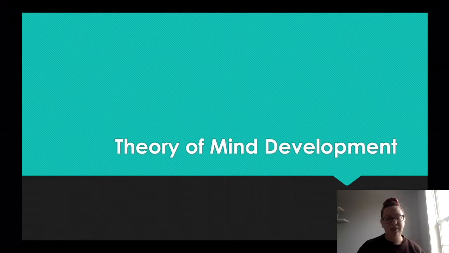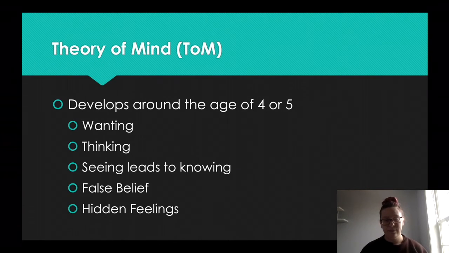How does theory of mind develop? Research using tasks like the one I just showed you with the cookie tin has suggested that theory of mind develops around the age of 4 or 5, in particular steps. First, children understand wanting, the realization that others have diverse desires. Then, children can understand thinking, the understanding that others have diverse beliefs about the same thing. Then, children understand that seeing leads to knowing.